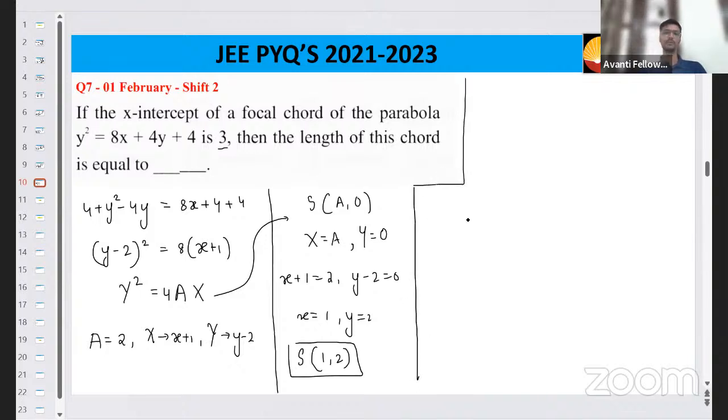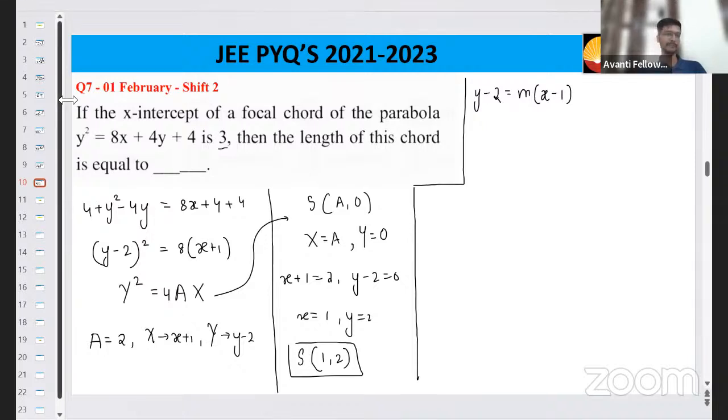The coordinates of focus are (1, 2). Okay. We can write the equation of the focal chord. What will be the equation? In slope point form, y minus y1 is equal to m times (x minus 1).